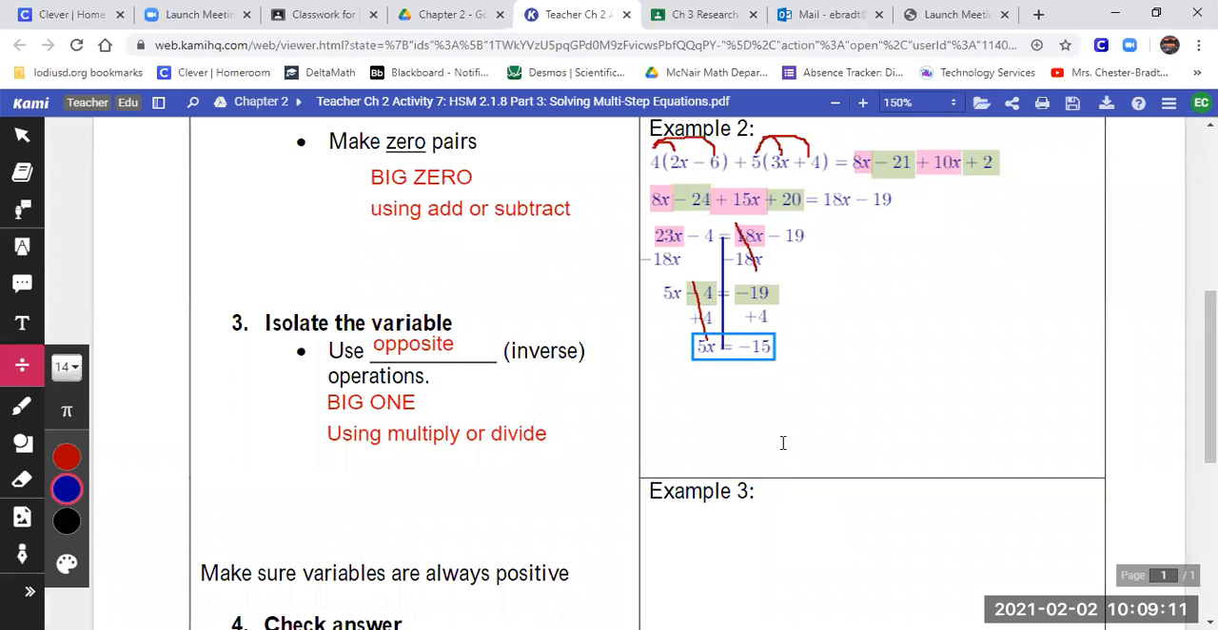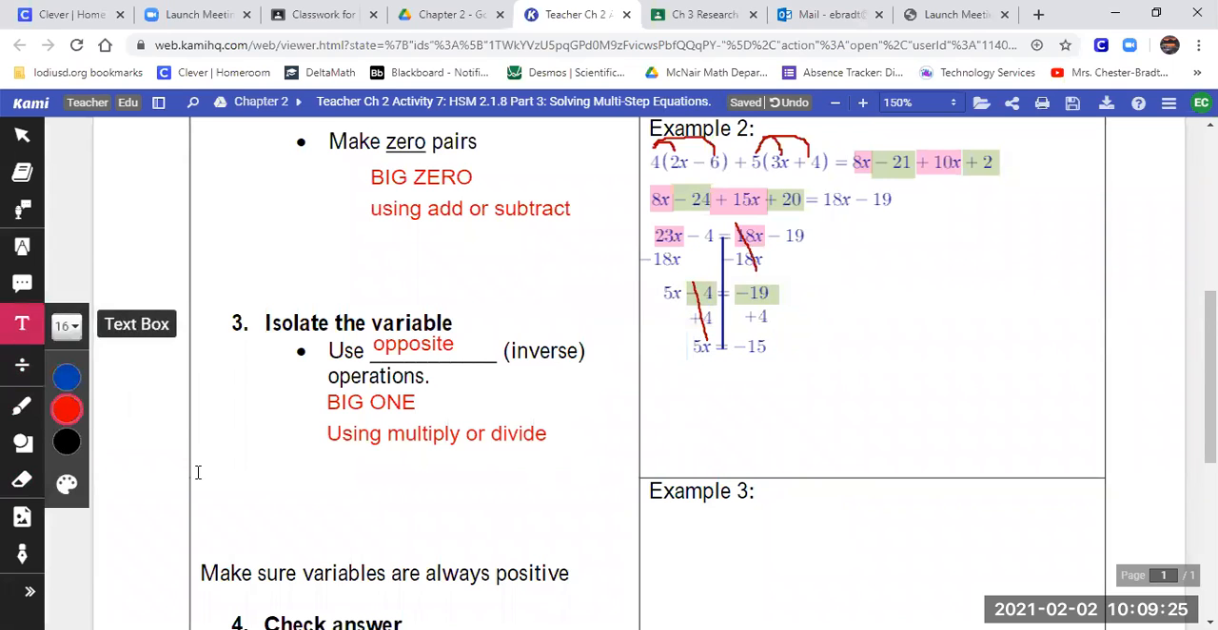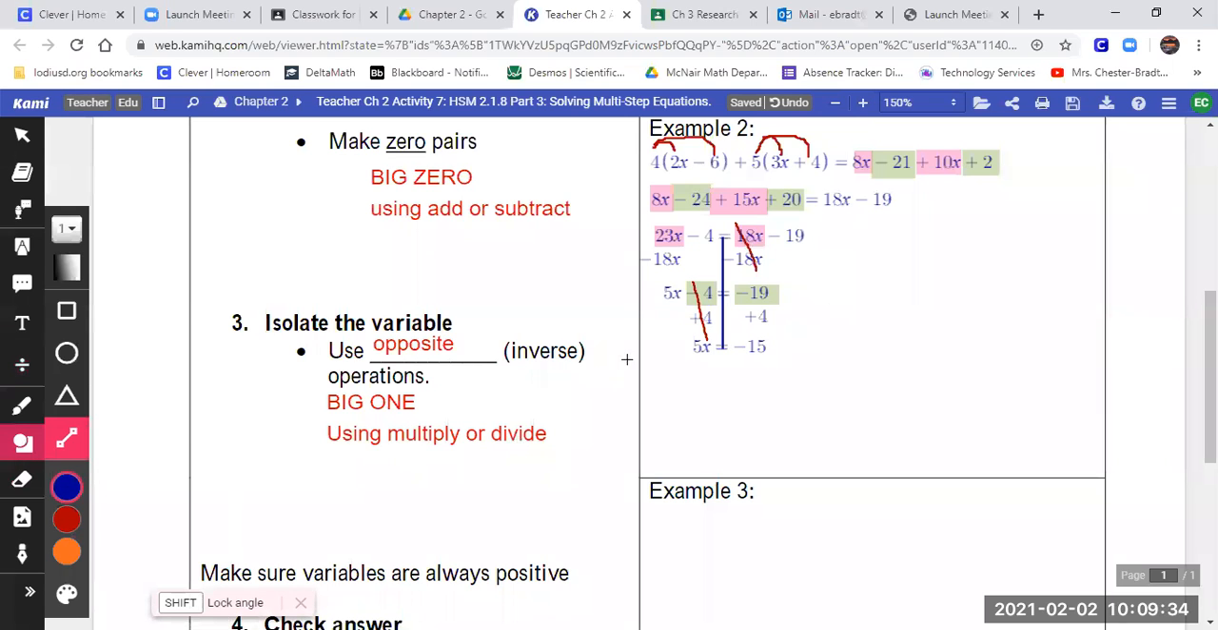Okay. So I finished with my big zeros. I'm creating my big ones. What am I going to do to create my big one? What do I have to do so the x is completely alone? Divide by what? Yes, we have to divide by the 5 because the 5 is what's with the x.